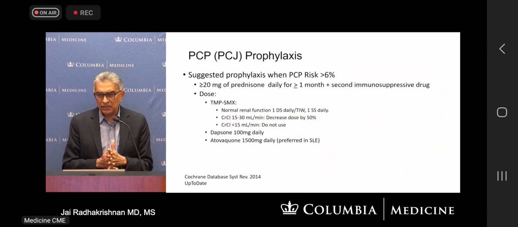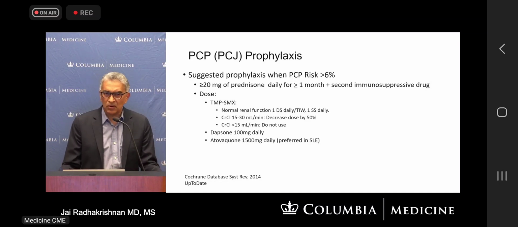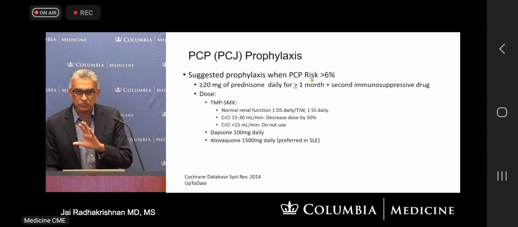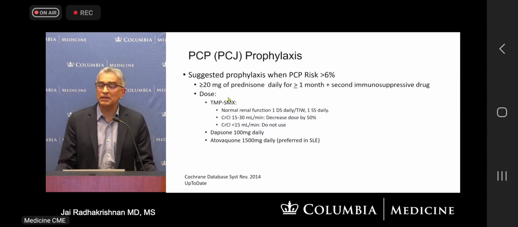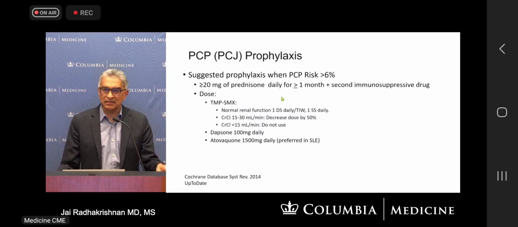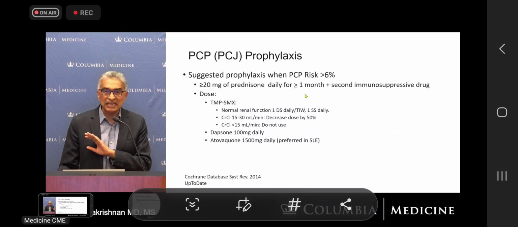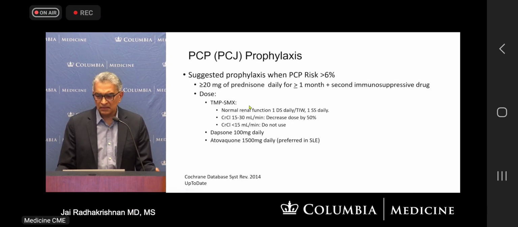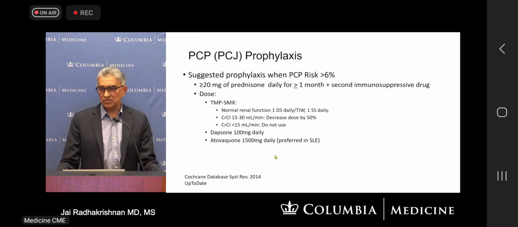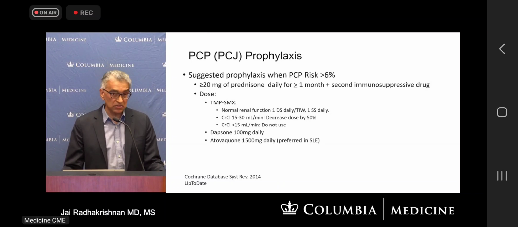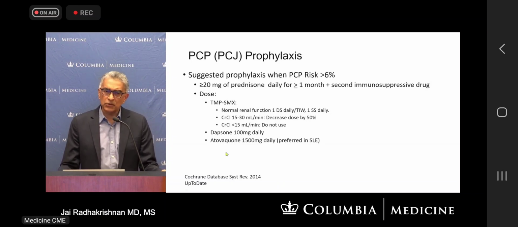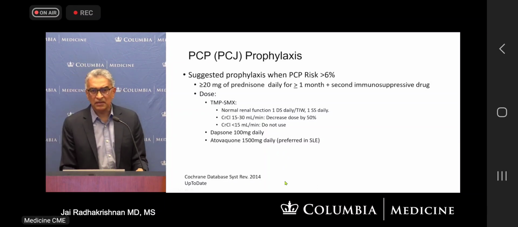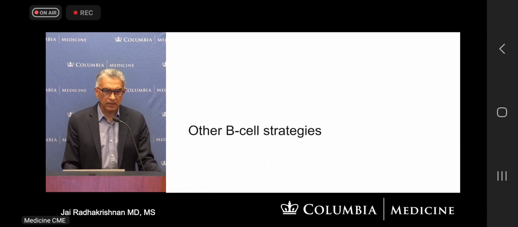With PCP or PCJ prophylaxis, all patients are at risk because they qualify under this more than 6% risk category, which is more than 20 milligrams of prednisone plus another agent. So if you have this combination in any glomerular disease, please use your prophylaxis. And the drug of choice here is trimethoprim-sulfamethoxazole, for reasons that were outlined previously. You can also use dapsone, and in people who are allergic or intolerant, atovaquone.